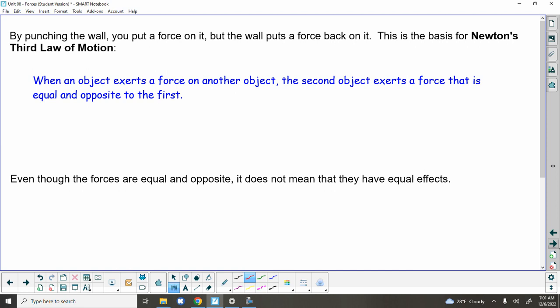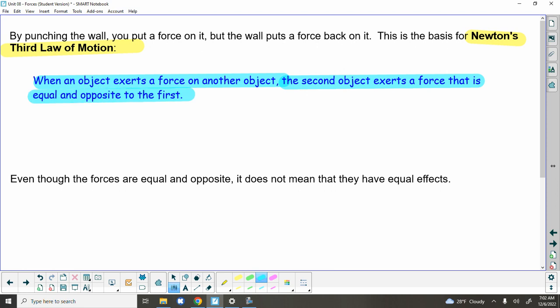So, to define Newton's third law, it reads like this. When an object exerts a force on another object. So right there in the first part of the definition, we've got two objects. We've got object one. That object exerts a force on another object, object two. The second object exerts a force that is equal and opposite to the first.